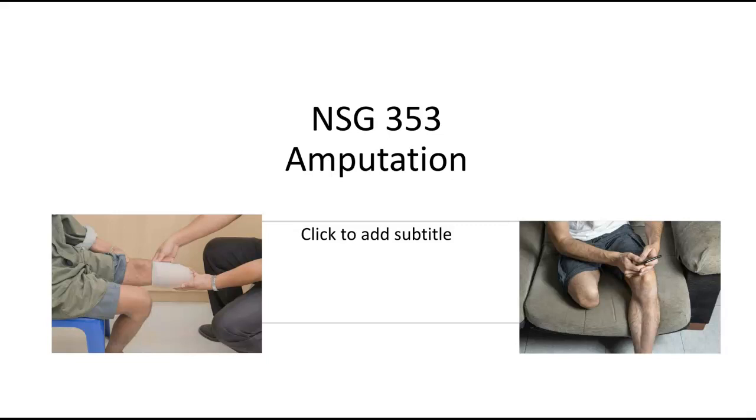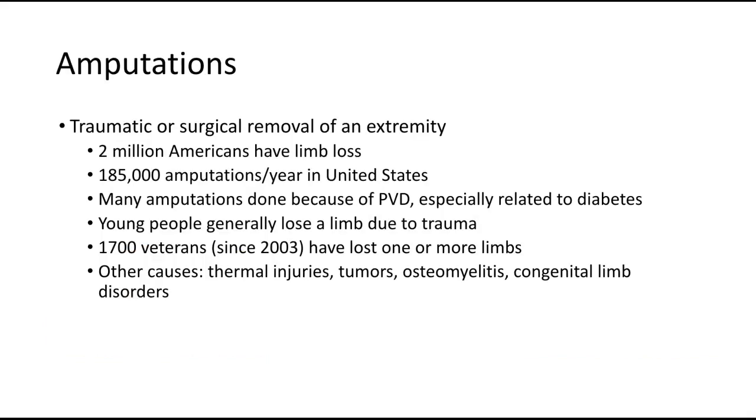This voiceover will review amputations. People can have amputations for a variety of reasons. Trauma and surgical removals can be some of the main reasons. About 185,000 people have amputations a year in the United States.